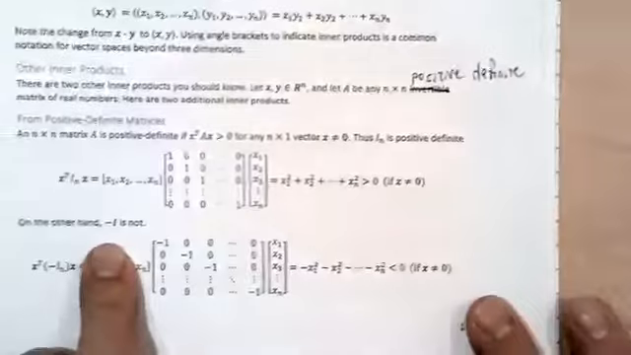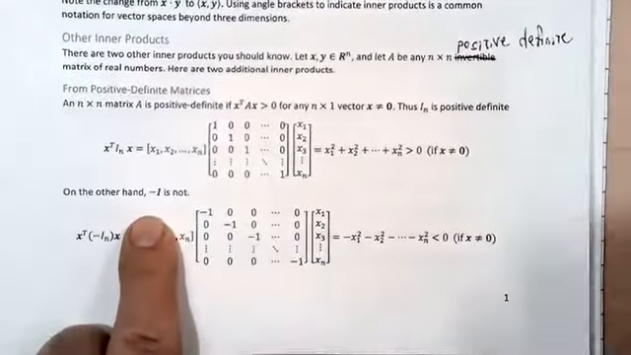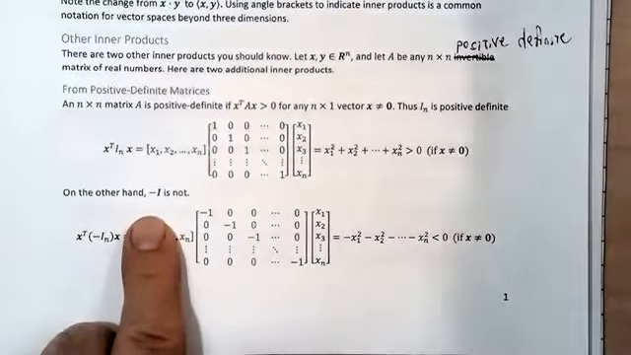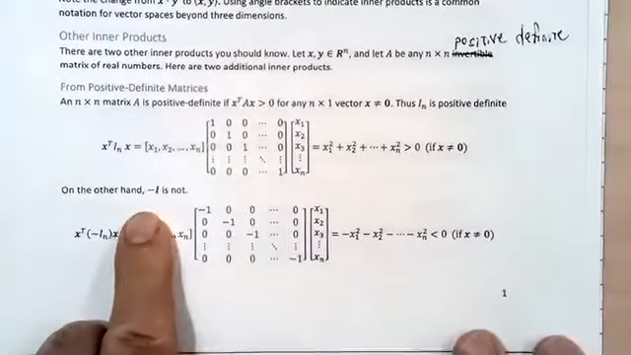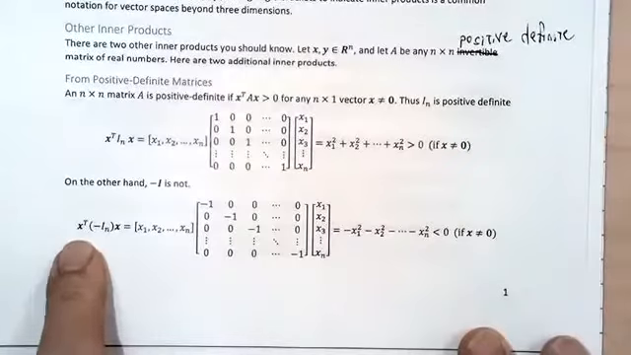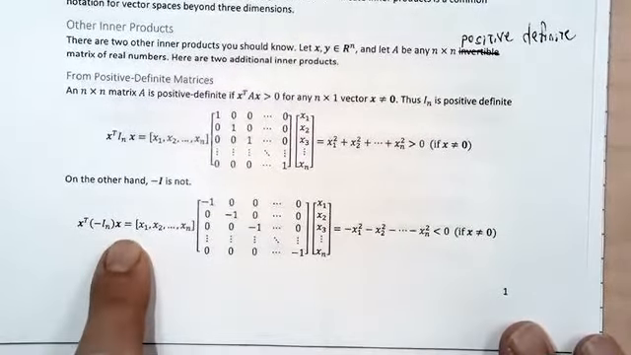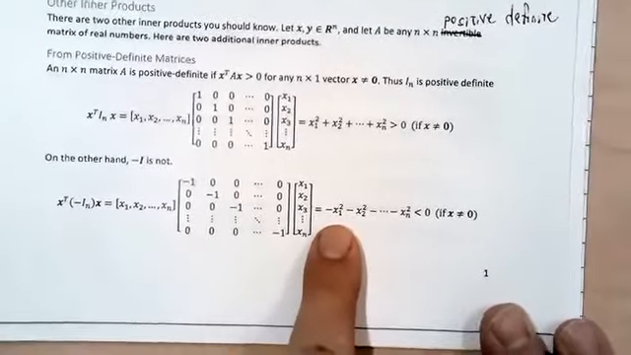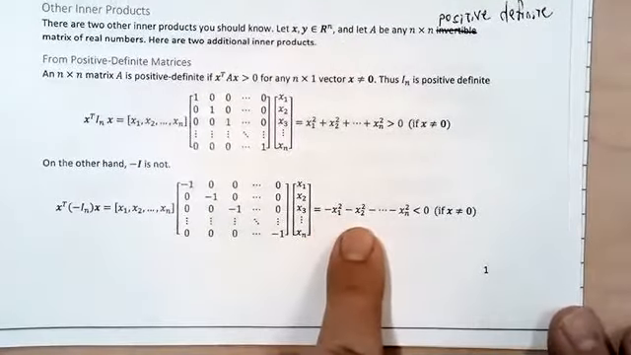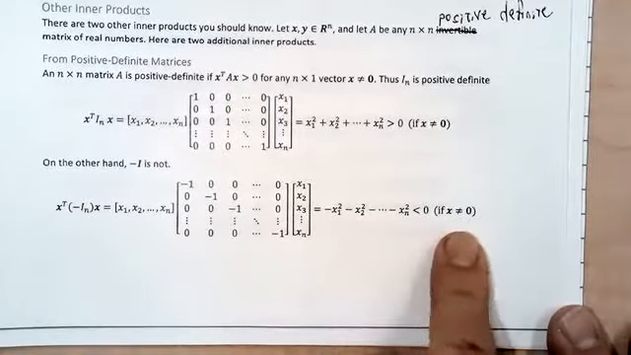The negative of the identity matrix is definitely not positive definite. As a matter of fact, it's negative definite, if you wanted to define such a thing. If you take x transpose times the negative of I_n times x, you end up with minus x1 squared minus x2 squared, et cetera, which is strictly negative if x is not 0.